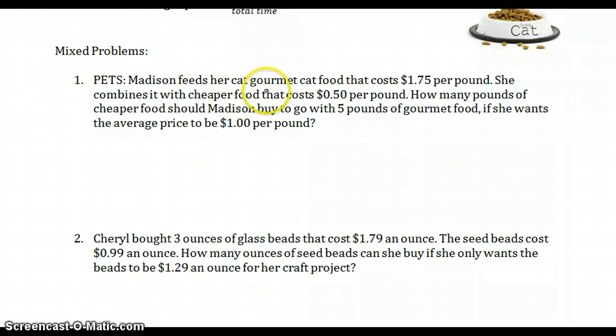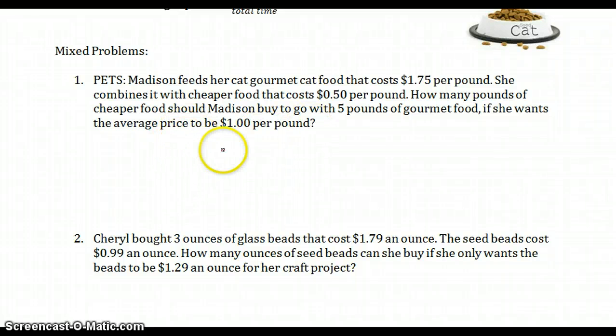All right, Madison feeds her cat gourmet cat food that costs $1.75 per pound. She combines with it some cheaper food to keep her costs down, and that food is only 50 cents per pound. How many pounds of the cheaper food should Madison buy to go with 5 pounds of the gourmet food if she wants her average price, her final outcome, to be $1 per pound?